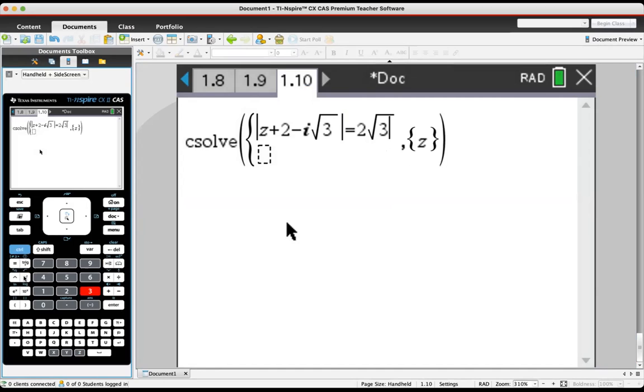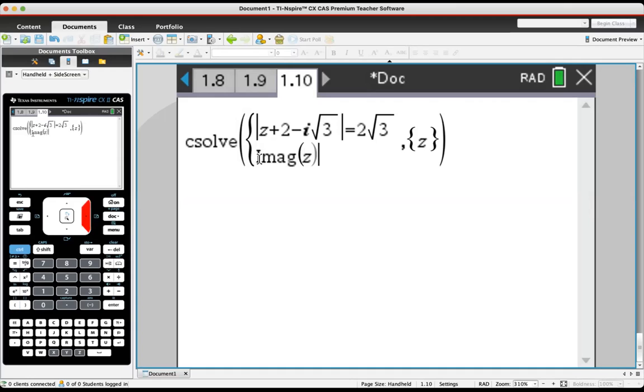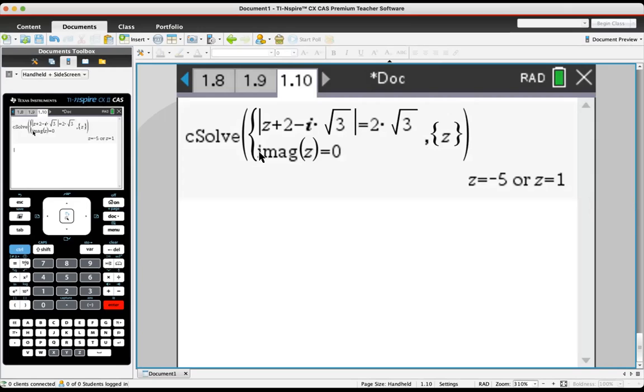So that equation itself is one constraint. The other constraint is, if you want the real axis-intercept, what can be 0? The imaginary part of this variable z is 0, like y equals 0. Press enter, you will get -5 or 1. So the other real axis-intercept is simply 1, or 1 plus 0i, okay?